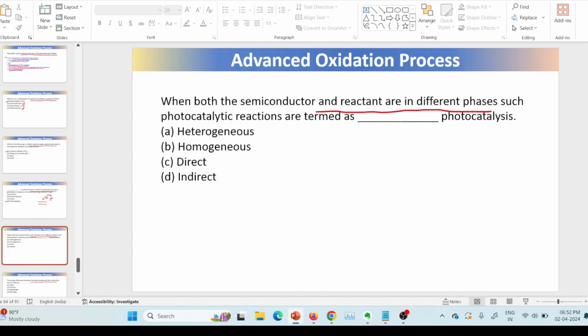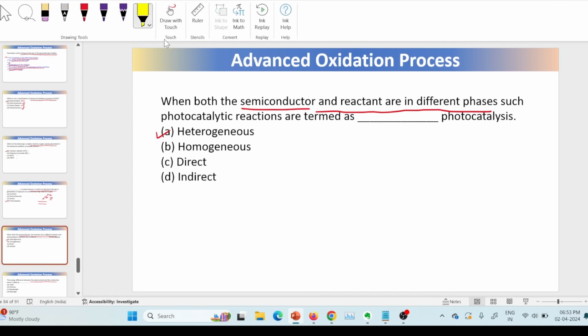When both the semiconductor and the reactant are in different phases, then the photocatalytic reactions are termed as heterogeneous photocatalysis.